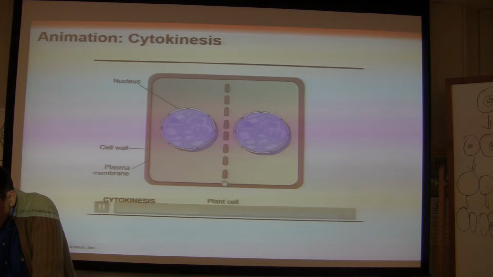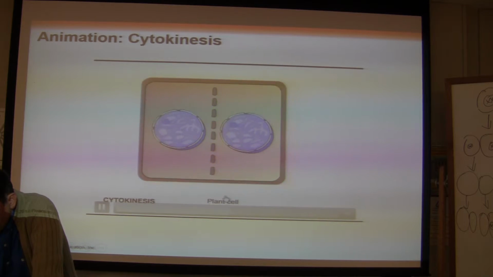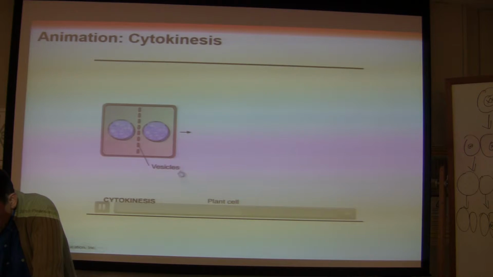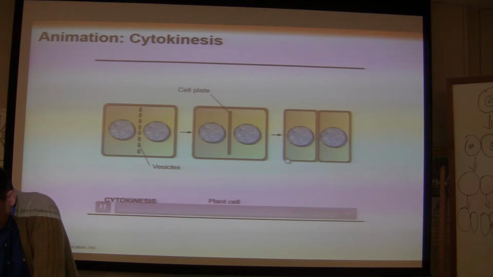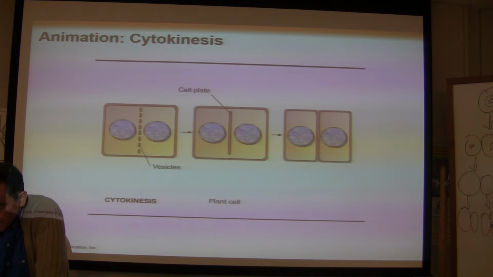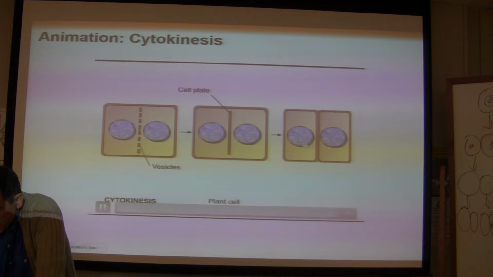In plant cells, cytokinesis begins when vesicles containing cell wall material collect in the middle of the cell. The vesicles fuse, forming a large sac called the cell plate. The cell plate grows outward until its membrane fuses with the plasma membrane, separating the 2 daughter cells. The cell plate's contents join the parental cell wall. The result is 2 daughter cells, each bounded by its own continuous plasma membrane and cell wall. That's it.